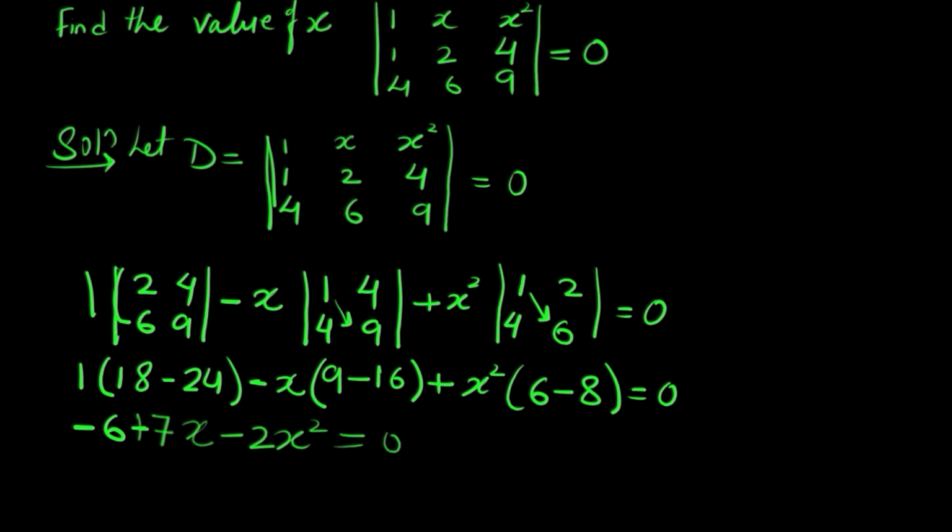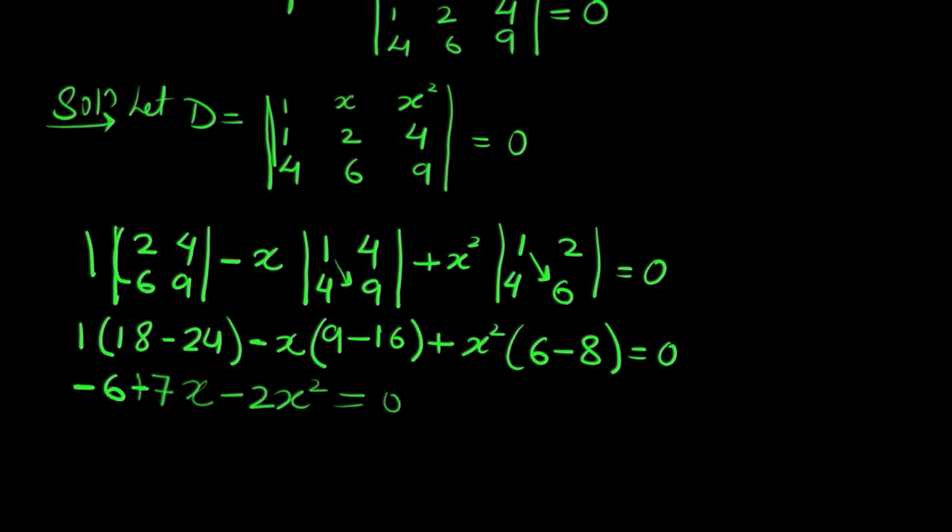Equal to 0. This is a quadratic equation. We write the quadratic equation in the form 2x squared minus 7x plus 6. Here we take minus common, so minus 6 becomes plus 6, plus 7x becomes minus 7x, minus 2 becomes plus 2x squared, equal to 0.